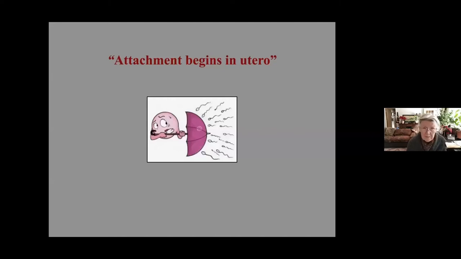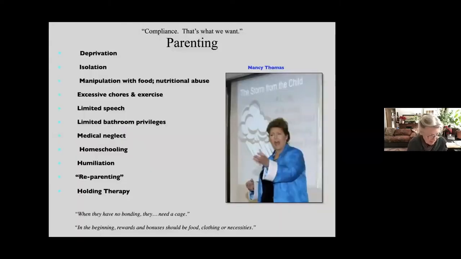This is the infamous Nancy Thomas, a layperson in Colorado who worked for years at the Attachment Center at Evergreen and became the leading proponent of attachment therapy parenting. I don't have time to cover much of the parenting side of attachment therapy. Briefly, the idea is to create children who are gratefully and unquestioningly obedient. That is the sign of attachment, they think. And think of it as creating little Stepford children.